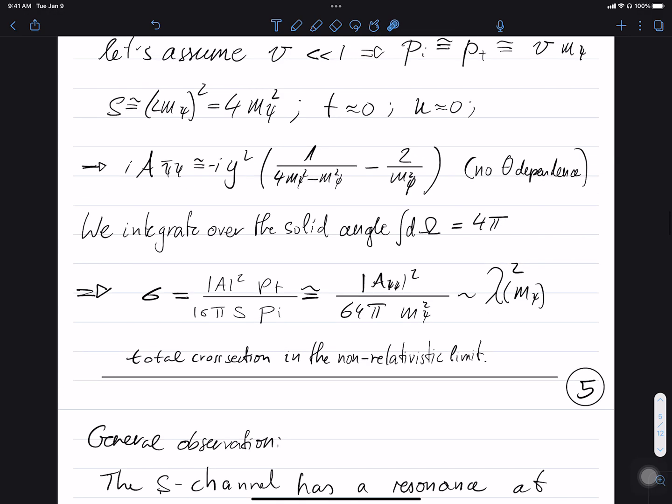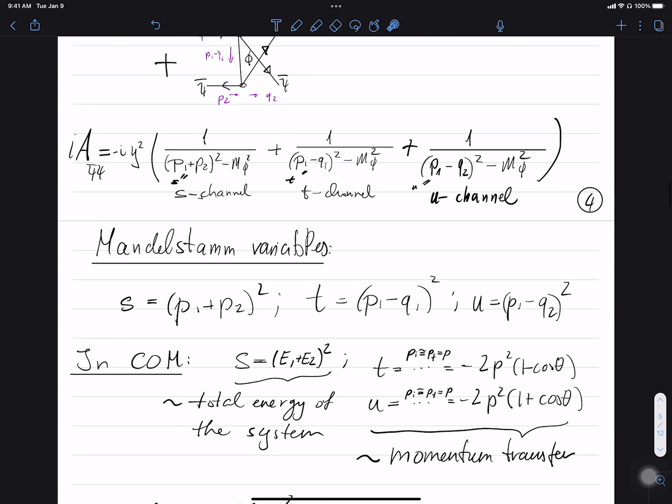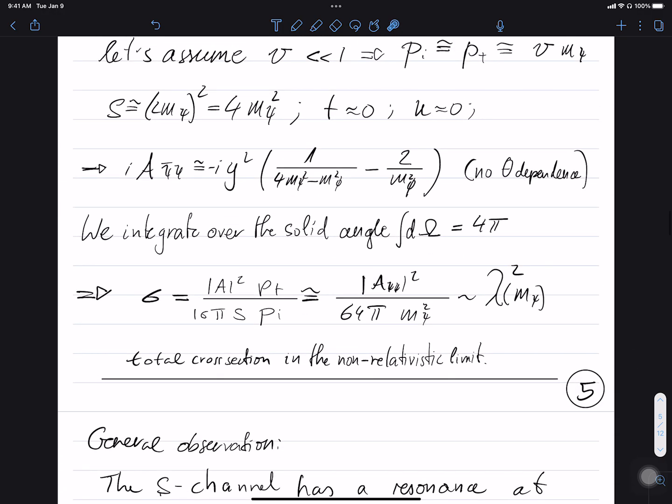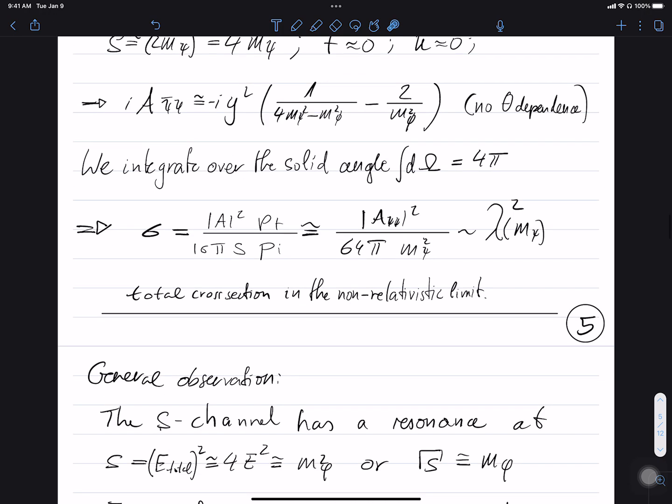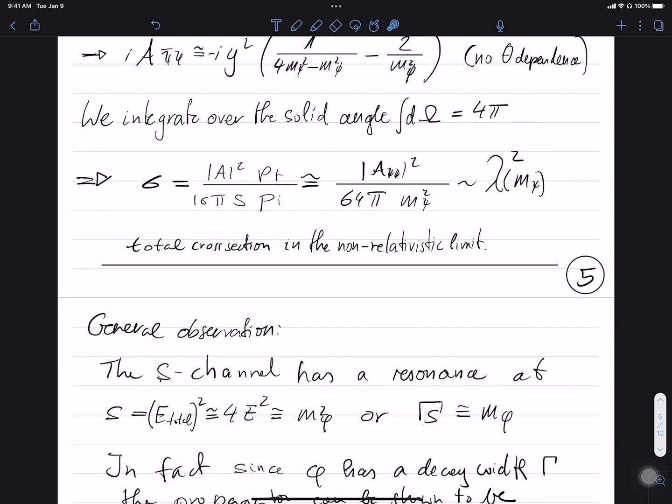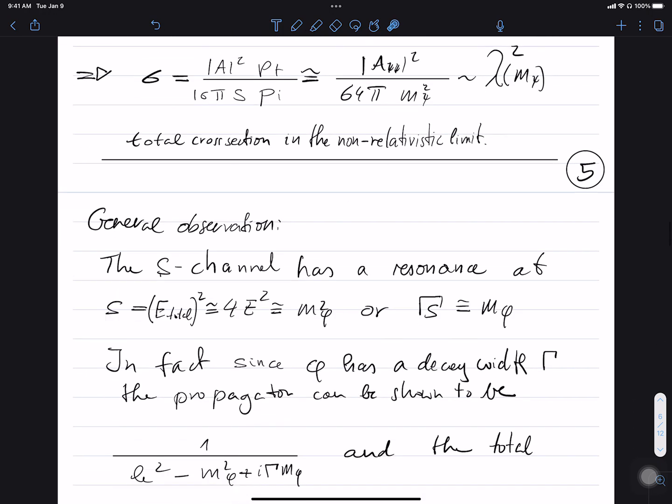If we go to larger velocities, then the matrix element would become more complicated. We would have the T and U channels with theta dependence, and you would have a more complicated integral over this solid angle that would give us theta dependence in the scattering process. But this appears at larger velocities.